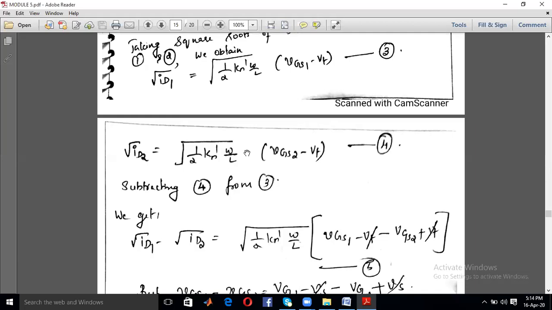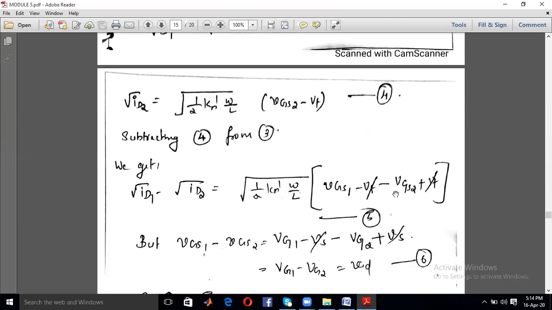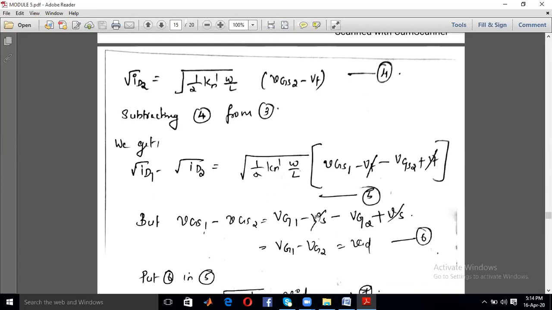So there will be a minus here and minus here along with VT. So those two minus, it becomes plus. So as a result, these two VTs will cancel and you will have VGS1 minus VGS2. Actually, what is VGS? VGS means it is potential difference between gate and source. So while writing VGS, you can write VG1 minus VS.